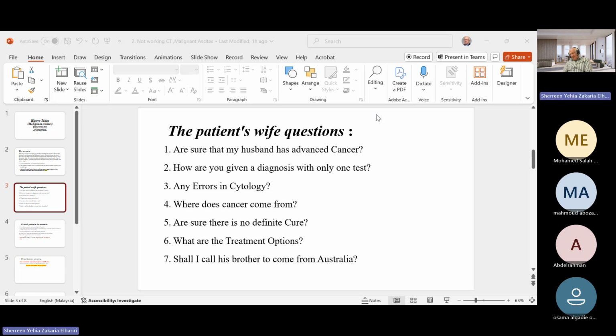Okay, so first you ask him to bring his brother because this is end stage. This is malignant ascites, meaning advanced cancer. It is not important to know the cause. It can be from the liver, from the ovary in a female, from the stomach, or from the colon, which is most common. But to know the origin is not much significant. You got the idea?